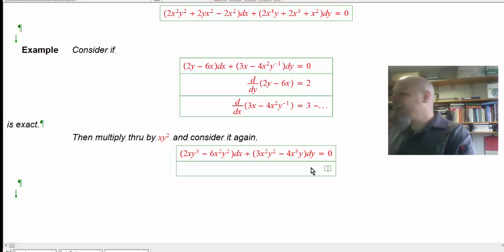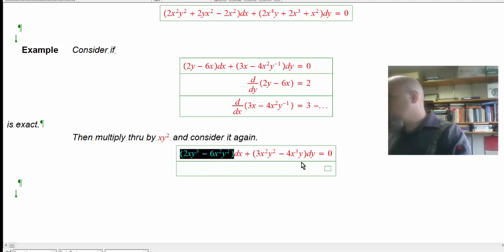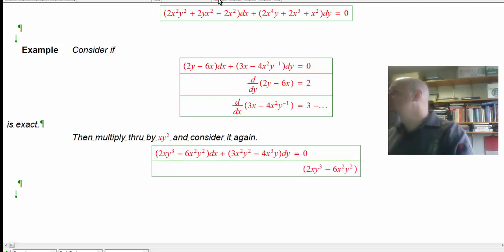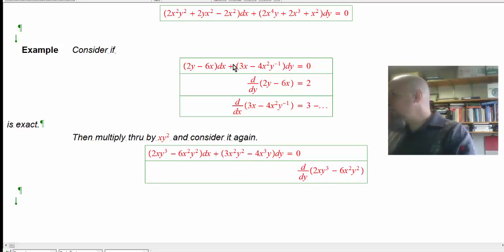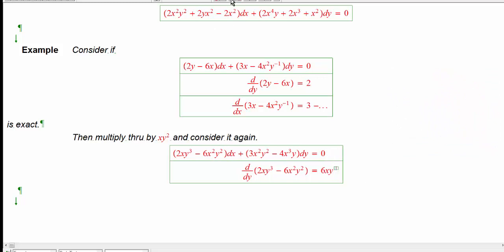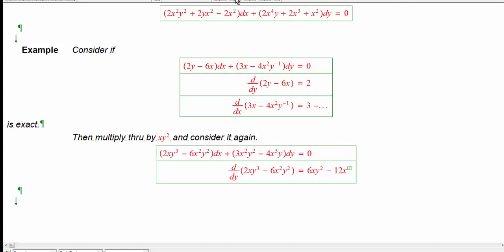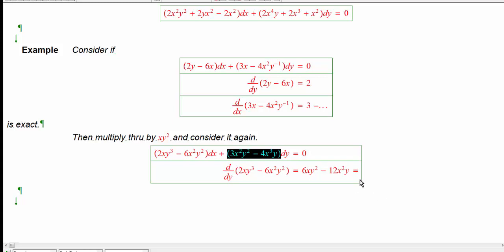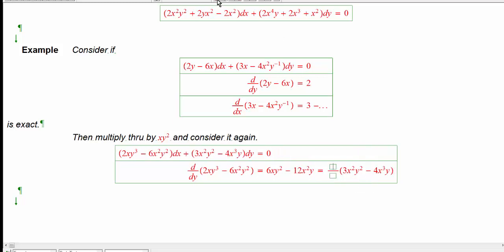Now I can see that it is exact. If I differentiate the first bracket, the dx bracket, with respect to y, I get 6xy squared minus, differentiating with respect to x, y x squared y, which is the same thing as if I differentiate the dy bracket with respect to x. So now, by Clairaut's theorem, there is a solution.